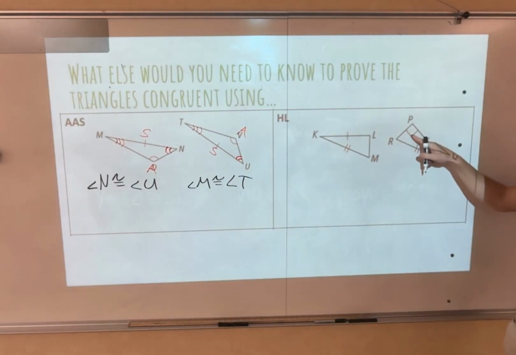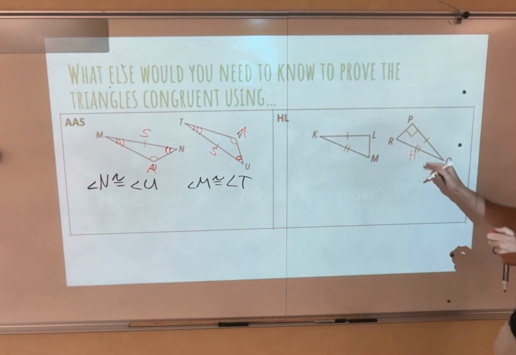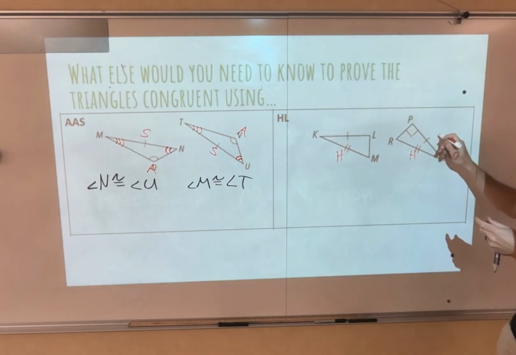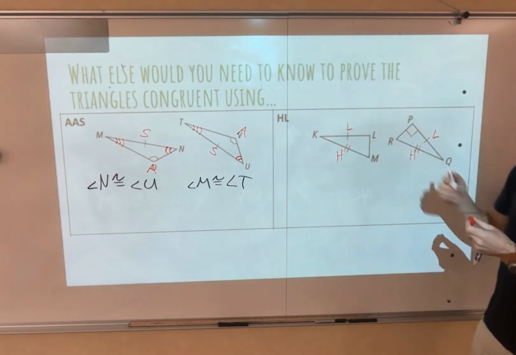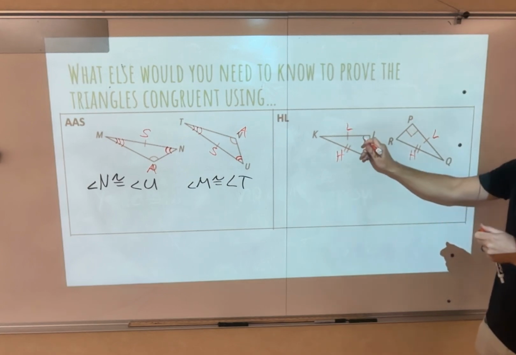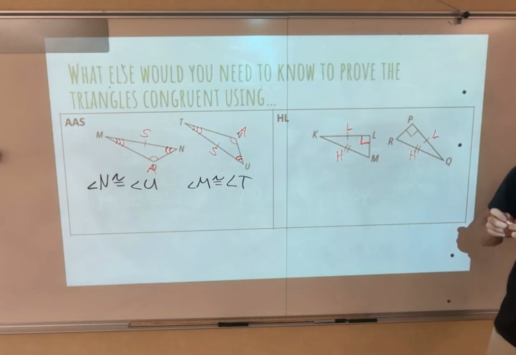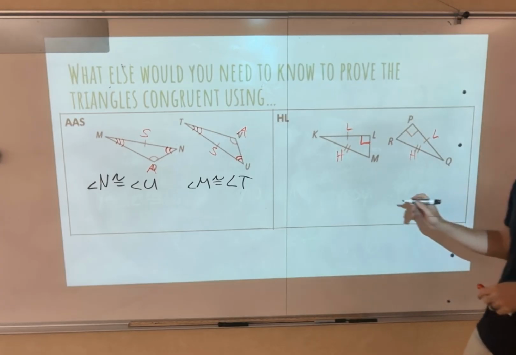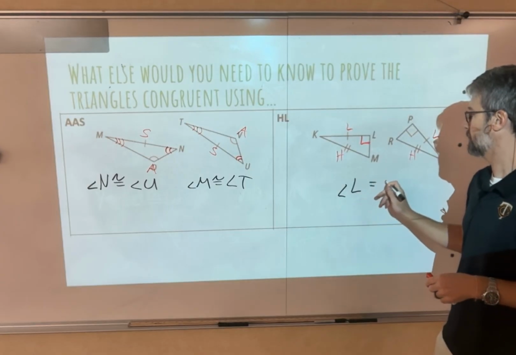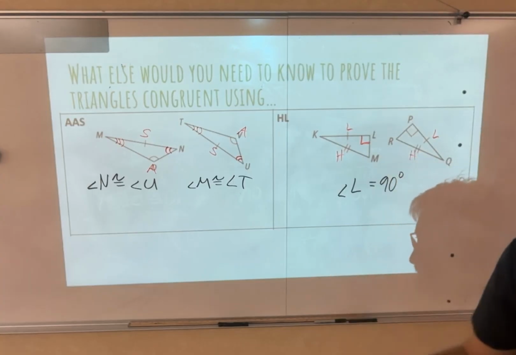All right, we've got a right triangle. The hypotenuse of this triangle has the 2 tick marks, and it matches up with this one. Then the leg has 1 tick mark, and that matches up with this one. What I'm missing is that angle L is a 90-degree angle, right? I need to know that this is 90 degrees before I can say that these are definitely congruent. So angle L equals 90 degrees is our missing piece of information, or is a right angle or something like that.